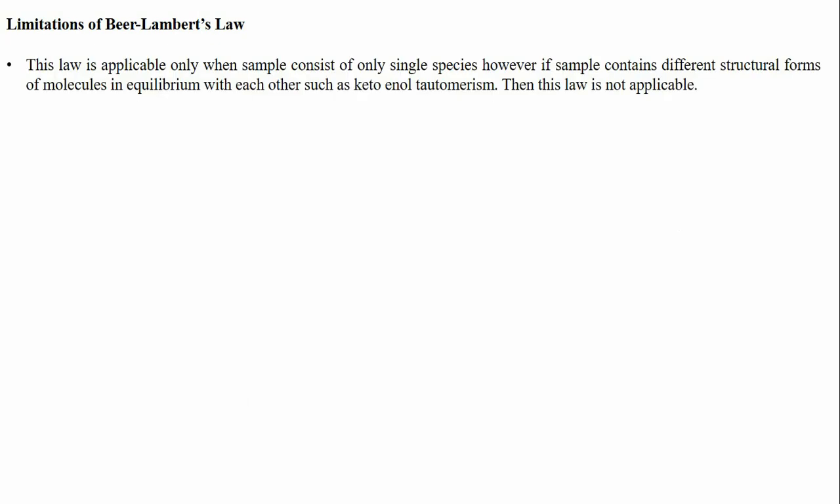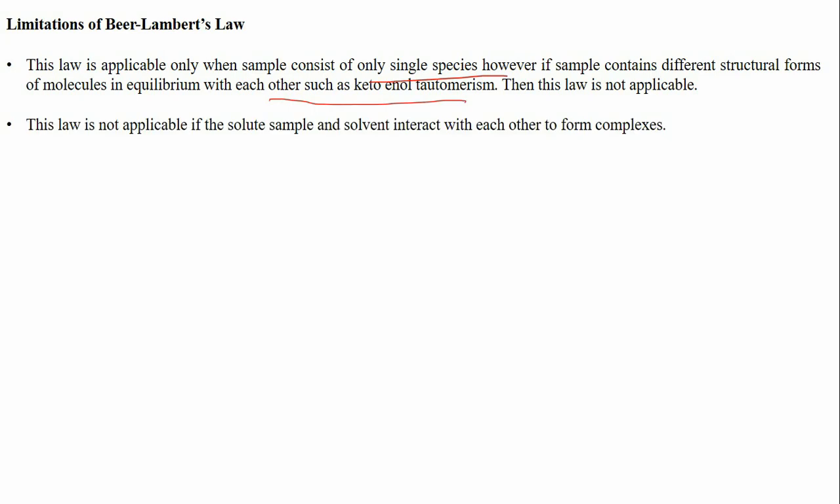There are certain limitations of this Beer-Lambert's law. The very first limitation is that it is applicable only when a single species is present, that means in the solution only one structural form is present. For example, it is not applicable when keto-enol tautomerism is present in the solution, because in that case there will be two structures and this law is no longer applicable. The second limitation is that this law is not applicable if there is an interaction between solute and solvent. If solute and solvent interact with each other to form complexes, in that case also this law is not applicable. So this was the Lambert-Beer's law.